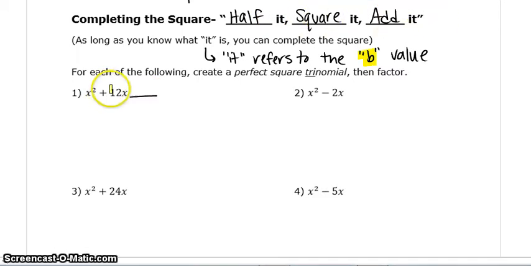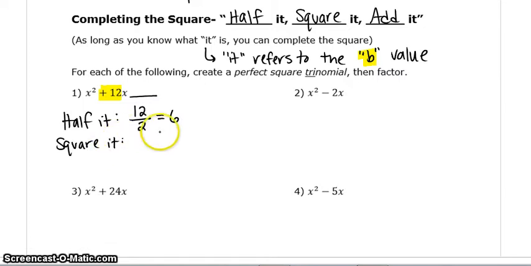So first I need to identify the b value, which is my it. So the b value is positive 12. So what I need to do is cut it in half. So half it means divide by 2. 12 divided by 2 is 6. Then I need to square it. So I need to take the number that I just got, which was 6, and square it. 6 squared is 6 times 6, which is 36. And then what I need to do is add it. So I need to take that number that I just got and add it in that blank.